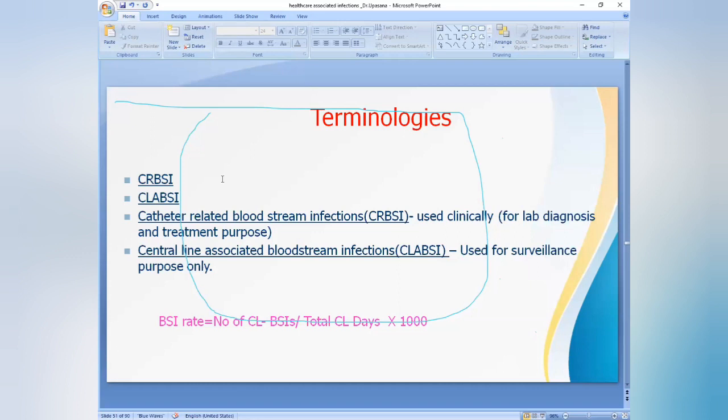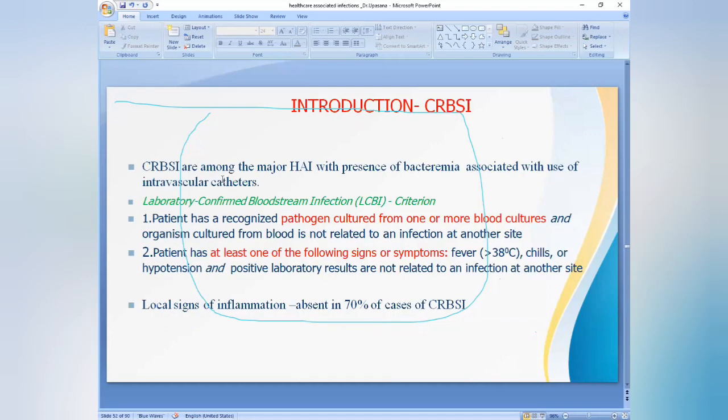And when we talk about CLABSI, how do you diagnose it? The numerator is the number of central line bloodstream infection cases, the denominator is the total number of central line days, multiplied by 1,000. So when do you call it LCBI? This is the first criterion, laboratory confirmed bloodstream infection. The name itself says that the patient has, ideally, the central line placed. The patient has a recognized pathogen with one or more blood cultures sent.